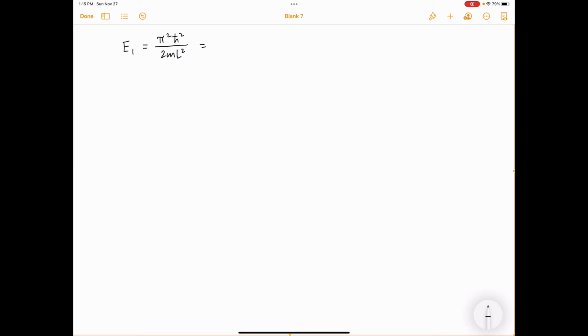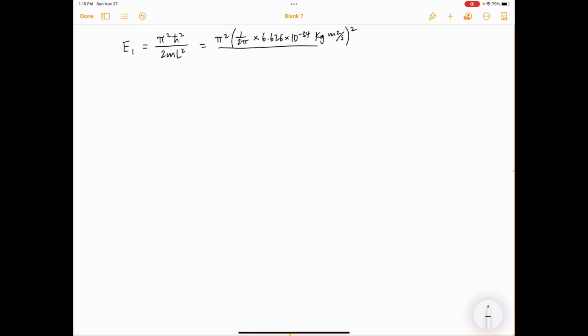So let's plug in what we know. We have pi squared. Okay, h bar is the same as 1 over 2 pi times h, and then h is 6.626 times 10 to the minus 34. And the units here are kilograms meters squared per second. And we're going to square h bar.